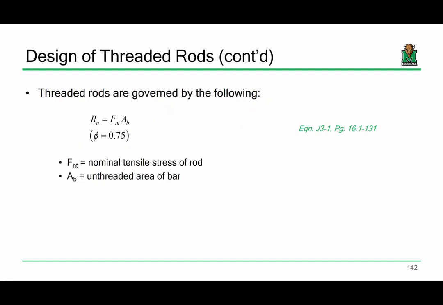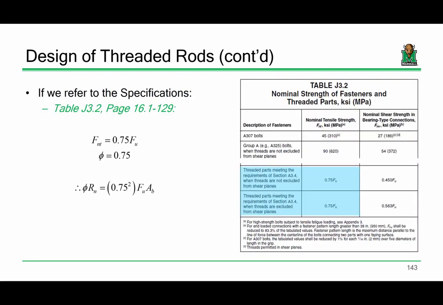Now, how do you determine the capacity of a threaded rod? It's pretty straightforward. You just need a nominal tensile stress times the area. So in this instance, what's the area of a rod? Well, it is pi over 4, d squared, because we're talking about the area of a circular cross-section. The phi value is 0.75. The only thing you need is a nominal tensile stress of the rod.